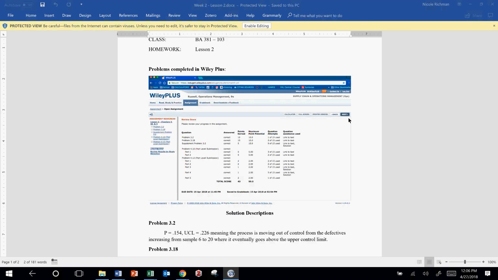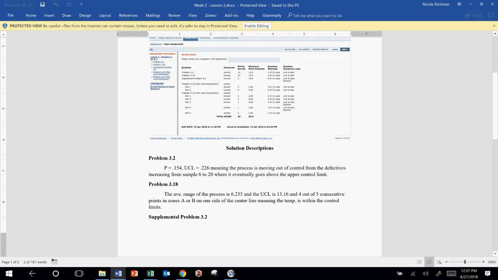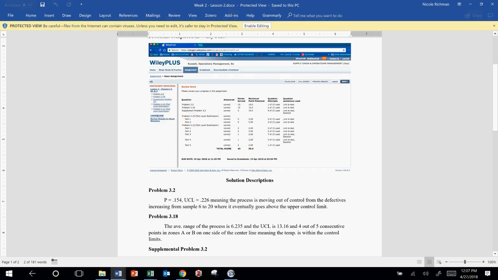So real quick, I wanted to touch base on the homework format and some of the reasoning behind it. What you see on the screen is an example of a perfectly completed homework submission. This student chose to use Wiley Plus. And the submission shows a screenshot of the Wiley Plus completion with the score, and then it also shows the solution descriptions. And as you can see, the descriptions really don't need to be a whole lot.